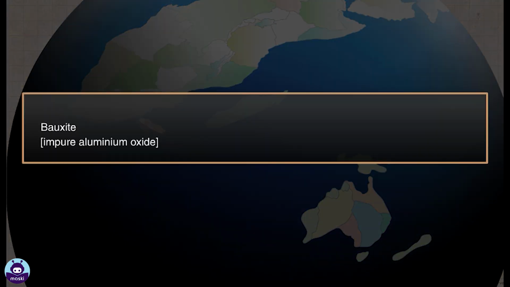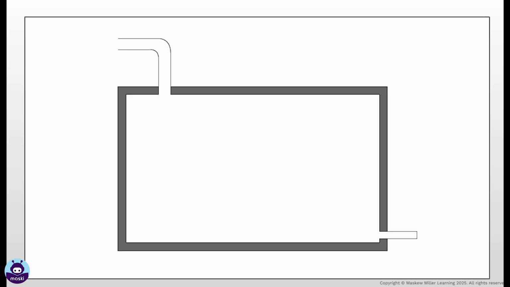Bauxite is impure aluminium oxide, Al2O3. Bauxite is not directly used in the electrolytic cell, but is first converted to alumina through mineral processing. This pure aluminium oxide is converted to pure aluminium metal in an electrolytic cell through the Hall-Héroult process. Let us draw the schematic diagram of the electrolytic cell used in this process.